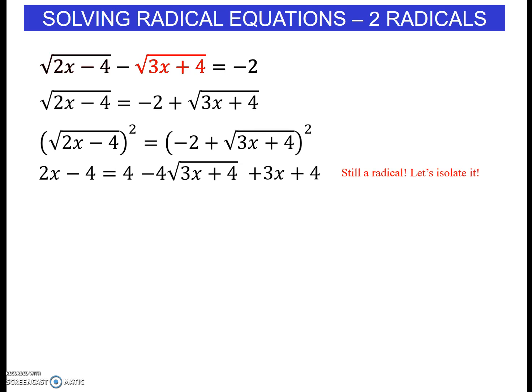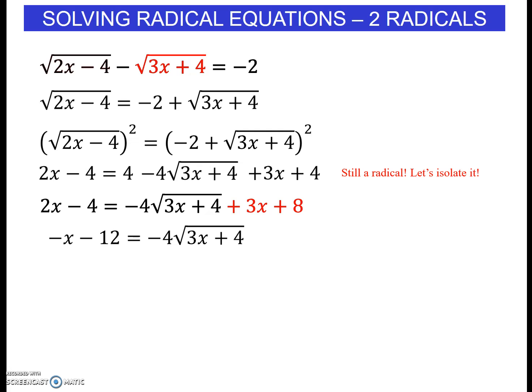So I'm going to still have a radical here. So what we want to do is isolate it. So what I'm going to do is combine my like terms on the right. And I end up with 3x plus 8 because this 4 and 4 goes here. Then I'm going to move these two pieces here on the right, that plus 3x and plus 8 to the left. And so I end up with negative x minus 12. Then finally, I'm going to get this away from both sides by dividing both sides by -4. So what I end up with is 1/4 x plus 3, and that equals the square root of 3x plus 4. So then from here, I'm going to have to now square both sides just like we did.